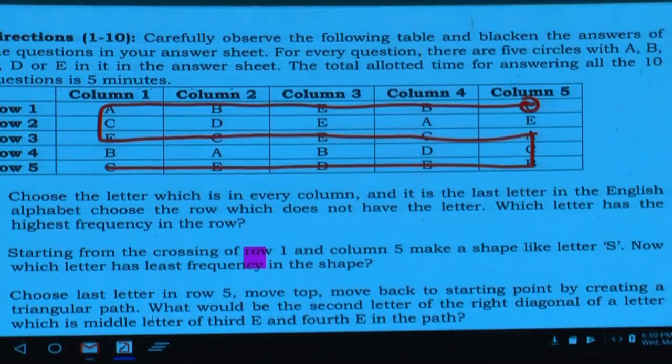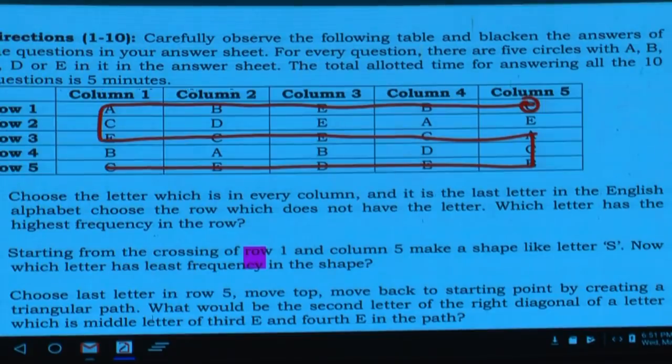Now, which letter has the least frequency in that shape? Tell me what is the letter which has the least frequency? Here, D appeared only once, isn't it? D appeared only once and A appeared at least 2 times. And C appeared at least 2 times.